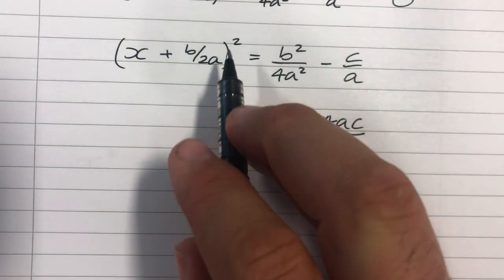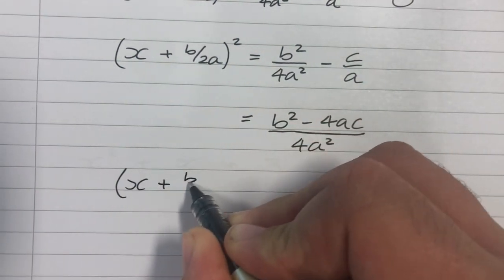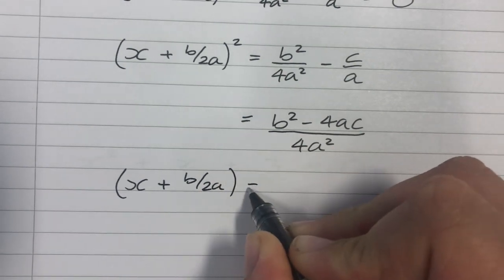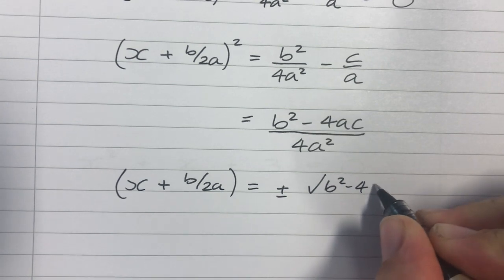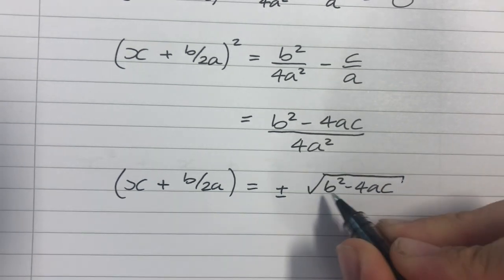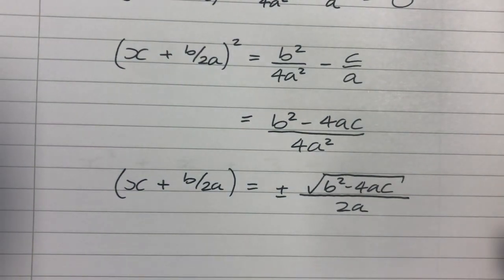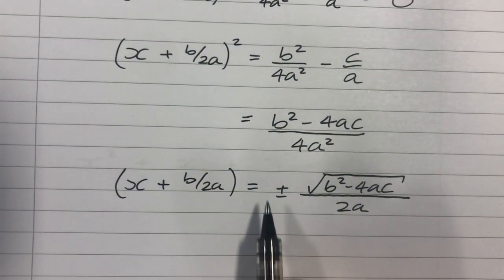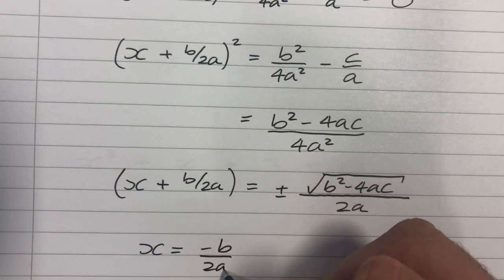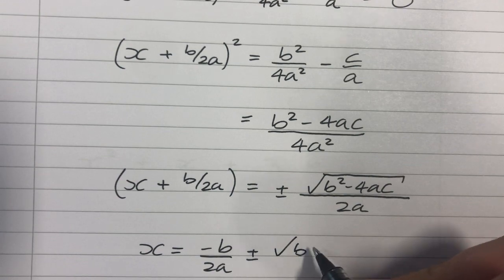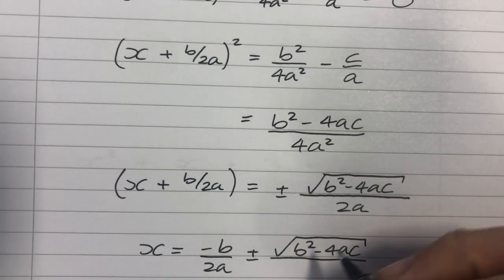All right, now we square root to get rid of the squared. Of course, when we square root in algebra, we must consider the positive and the negative situation. So it's going to equal plus or minus the square root of b squared minus 4ac. And because the bottom is already a nice square number, I can already take it outside of the square root sign and leave it as a 2a. And now I just need to subtract this across. So you end up with x equals minus b on 2a plus or minus the square root of b squared minus 4ac divided by 2a.